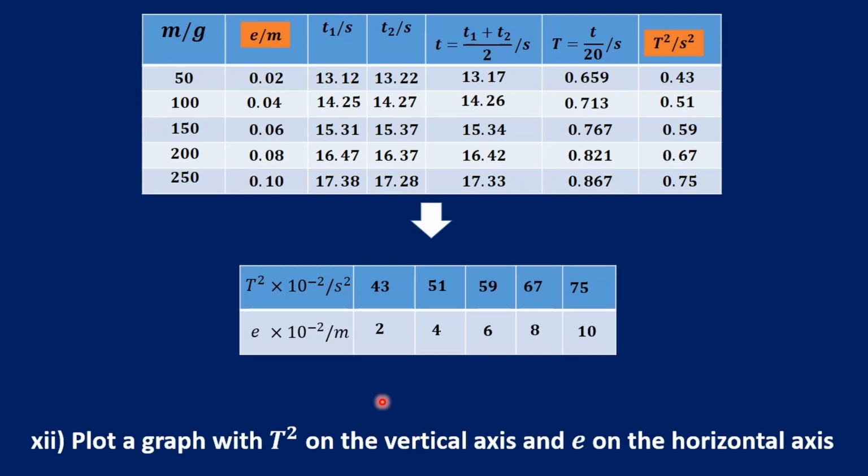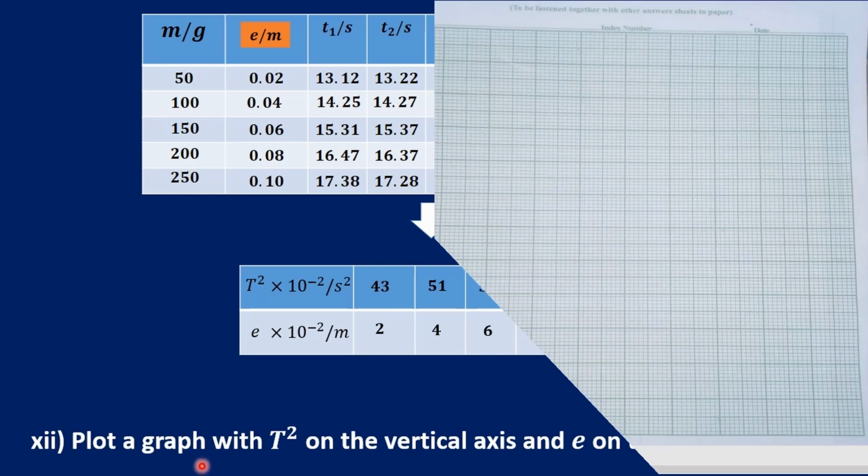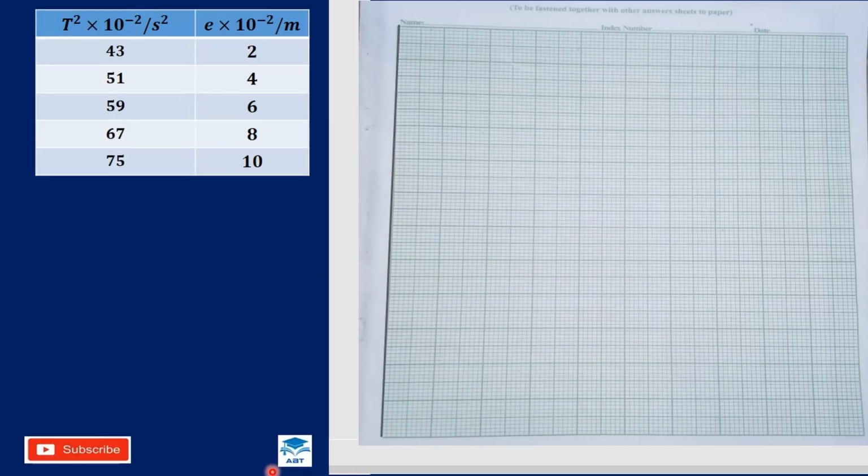So we are going to plot these values on the graph with t squared on the vertical axis and the extension E on the horizontal axis. So we draw our vertical and horizontal axis. And we are plotting a graph with t squared on the vertical axis and E on the horizontal axis.